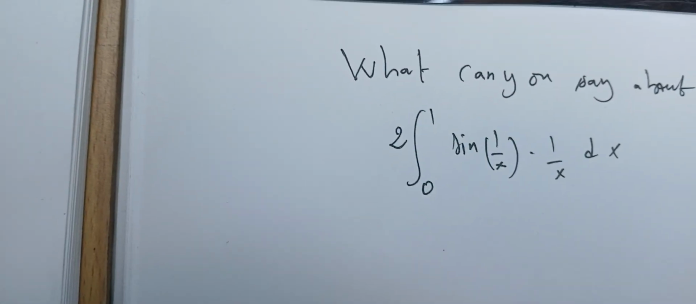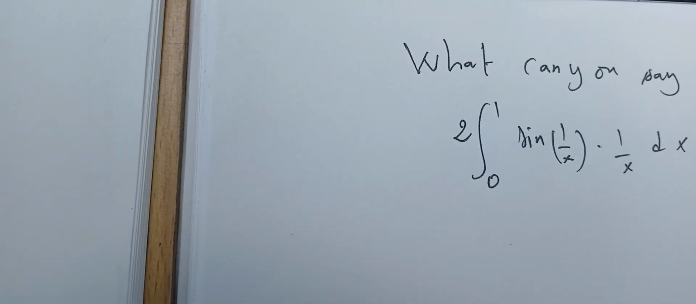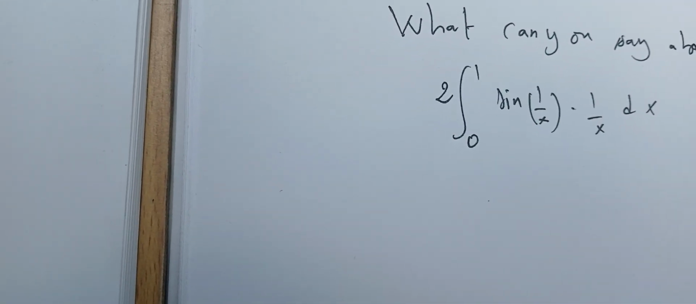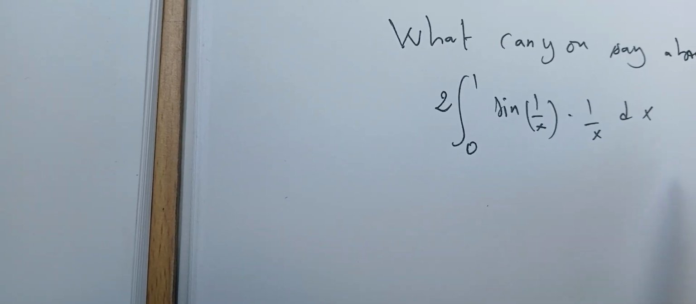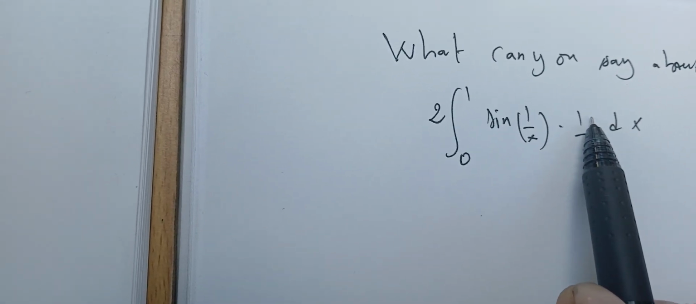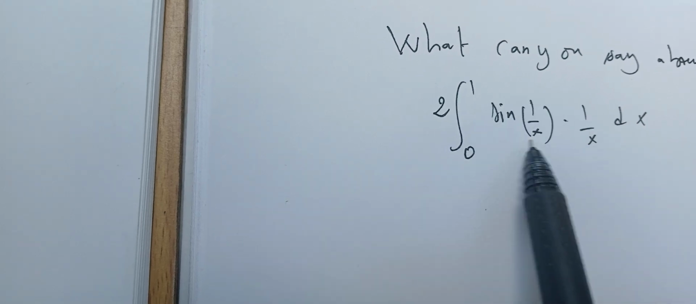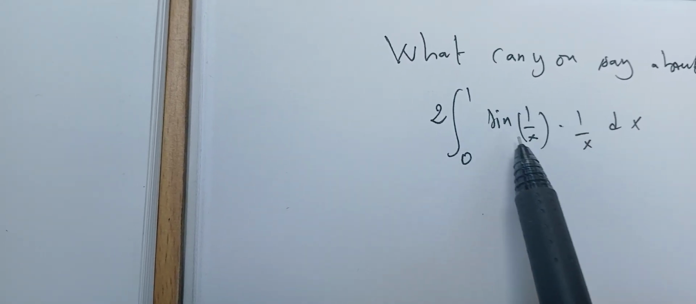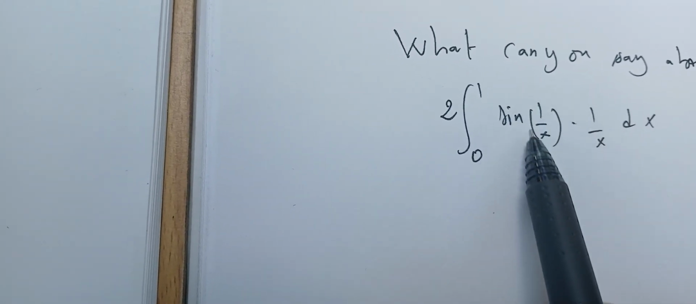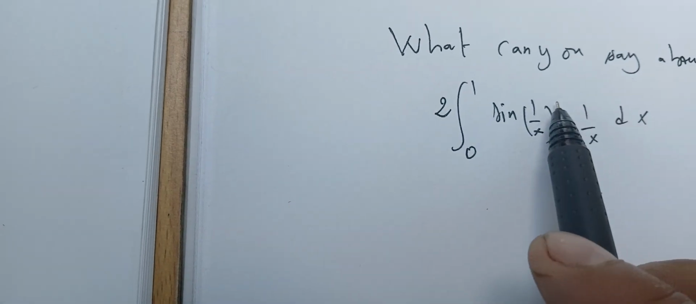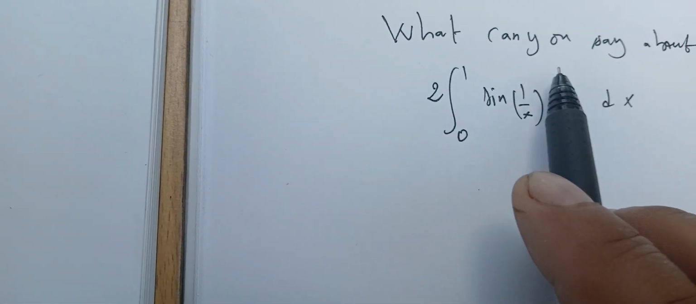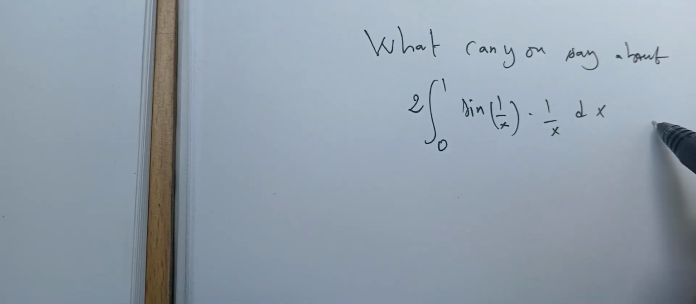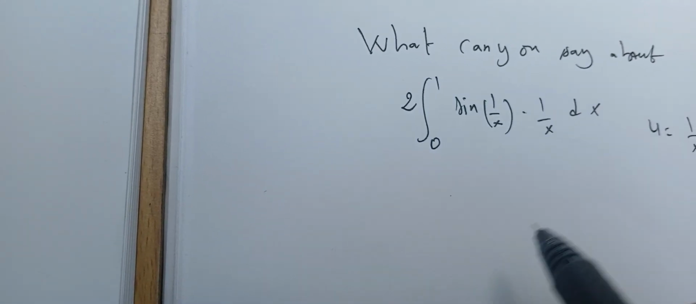Sometimes we can change the issue from the second kind to the first kind and make it easier. First of all, we can't find a primitive. It's not easy. At least for me, I don't see a primitive of this one, and I don't know one. So what I can do is change the variable by letting u be 1 over x.